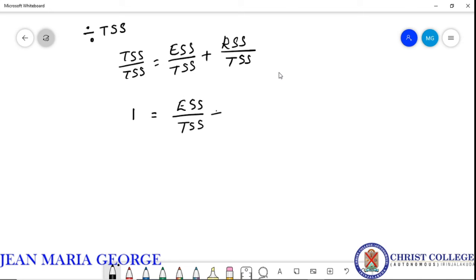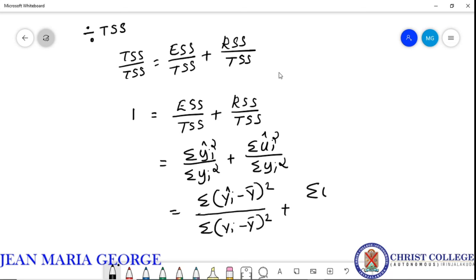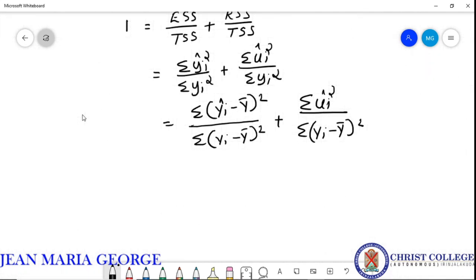ESS by TSS plus RSS by TSS, or this can be written as sigma yi hat square divided by sigma yi square plus sigma ui hat square divided by sigma yi square, or it can also be written as sigma (yi hat minus y bar) whole square divided by sigma (yi minus y bar) whole square plus sigma ui hat square divided by sigma (yi minus y bar) whole square. So these are different forms or different expansions of the equation.